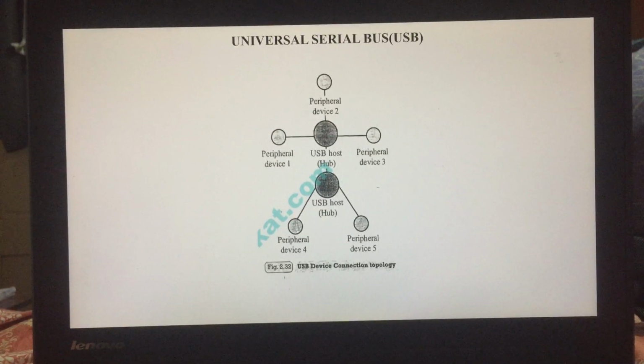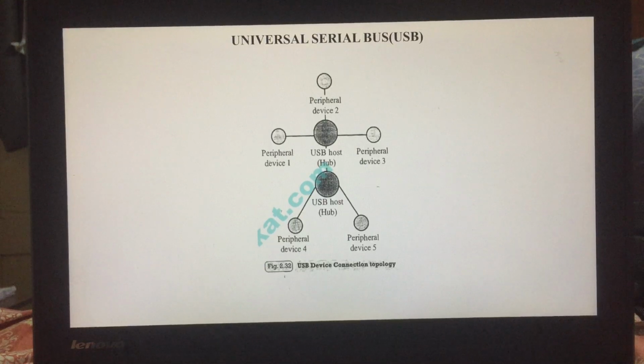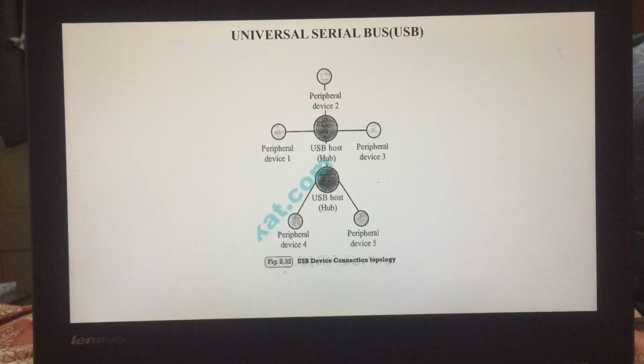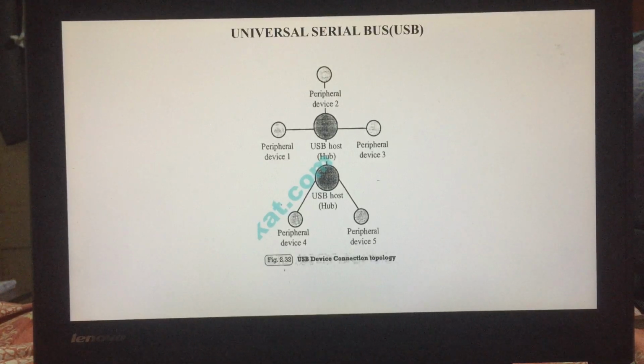Type A is the upstream connection for establishing connection with the host, and Type B is the downstream connection for establishing connection with the slave device. It uses differential signals for data transmission. It improves noise immunity. It has the ability to supply power to the connected devices. Each USB device contains a product ID, that is PID, and a vendor ID, that is VID. PID and VID are embedded into the USB chip by the USB device manufacturer. PID and VID are used for loading drivers.